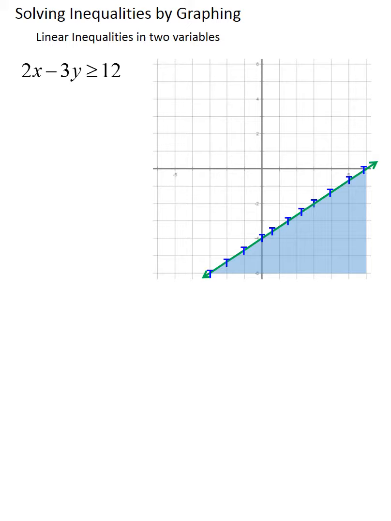So what this problem shows is that every point on the line is true, every point underneath the line is true, hence the shading, and every point above the line is false, and therefore there's no shading there. And that's the final answer to this problem.